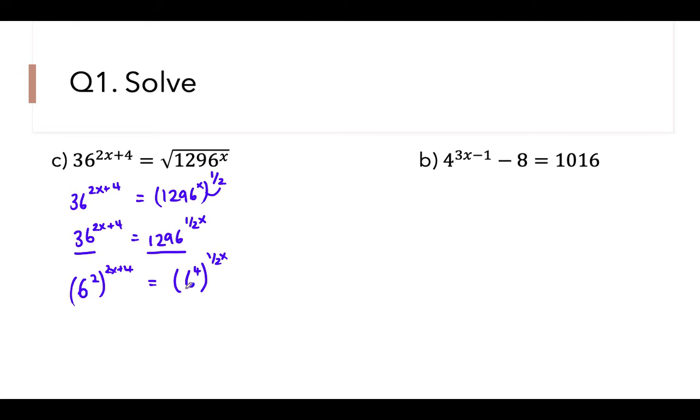After I make the same base, I'm going to use the power of power law, where you do the distributive property here, multiply. So it's 6 to the 4x plus 8 equals 6 to the 4 times 2x. Now that the base is the same, I could equate the exponents. 4x plus 8 equals 2x. So 2x is equal to negative 8. x is equal to negative 4.